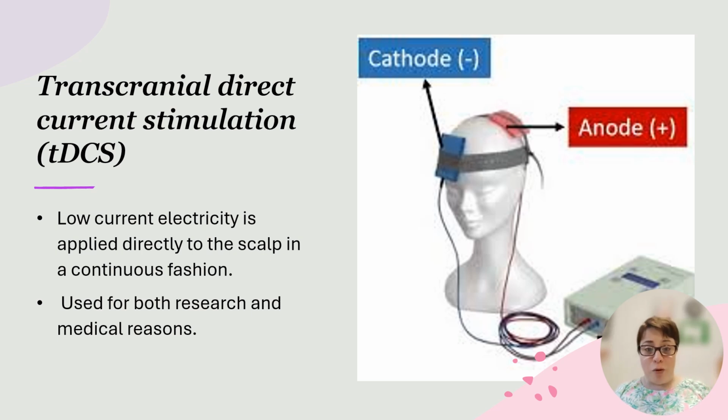And it's used for both research and medical reasons. So as far as research goes, tDCS can help localize function in the brain. If current is applied to an area of the brain and performance on a certain task improves or gets worse, that area of the brain must be involved in that cognitive skill. So for example, Schaal and colleagues in 2015 did an interesting study using tDCS, looking at the role of the right parietal cortex in the recognition of recently learned melodies.